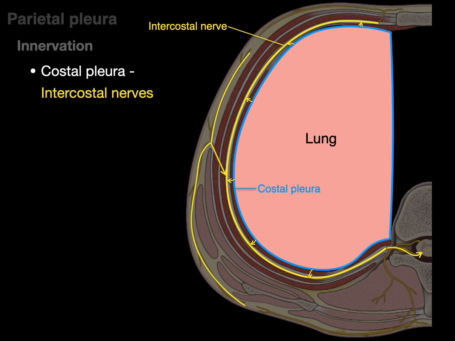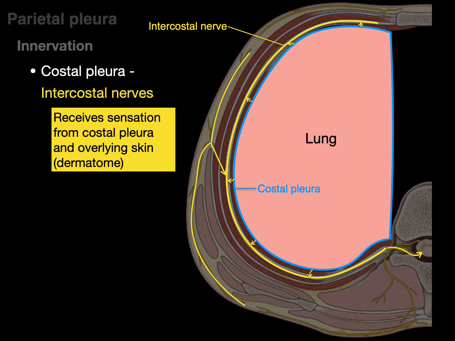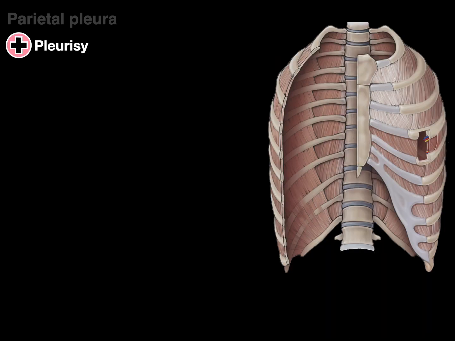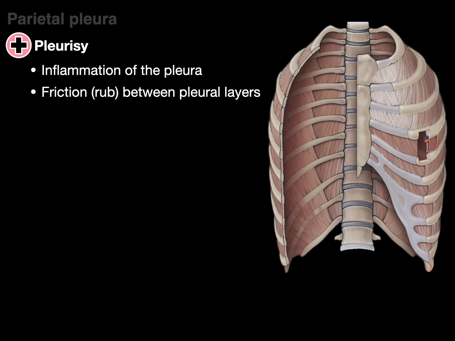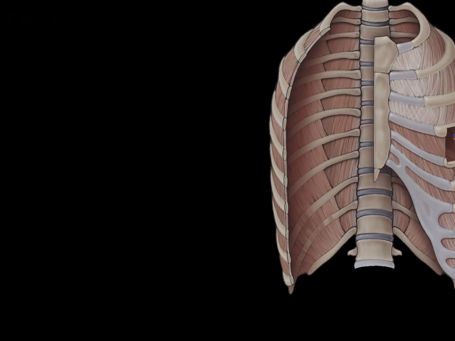Sensory neurons from the overlying dermatomes. So intercostal nerves receive sensation from costal pleura and the overlying skin in a dermatomal pattern. That's why in pleurisy, which is inflammation of the pleura or friction or pleural rub between the pleural layers, this can cause sharp chest pain.